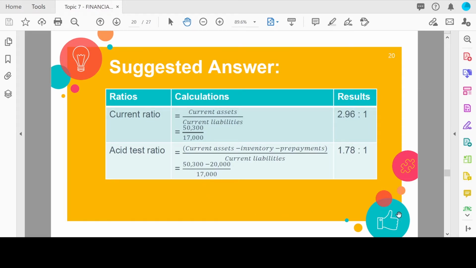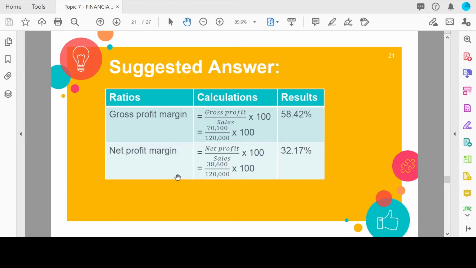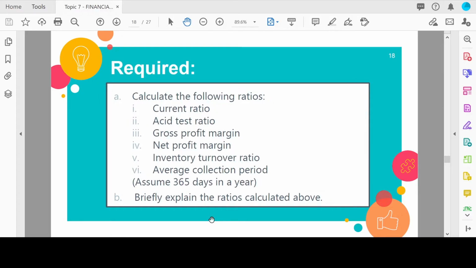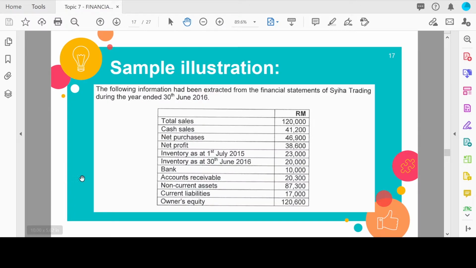Next we are required to calculate the gross profit margin and net profit margin. These two are the profitability ratios. How to calculate the gross profit margin? It's very simple. Gross profit divided by sales. For net profit margin, net profit divided by sales. So we are going to refer to the question. Do we have any gross profit? No, we don't. But we have net profit, so we don't have any problem identifying the net profit. But we need to calculate the gross profit.